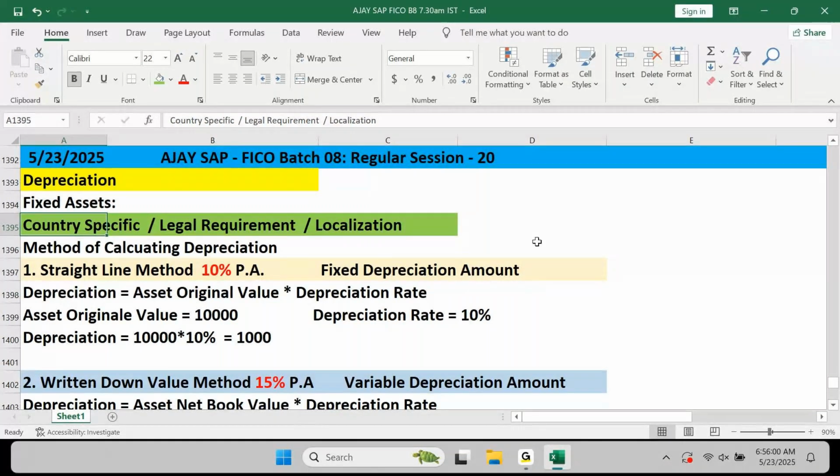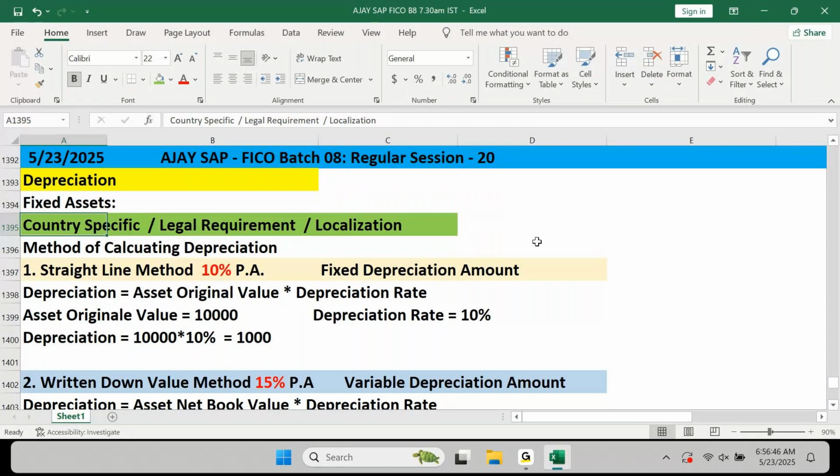And here we've listed a point called country specific legal requirement or localization, meaning this is not your client's choice. Every country will have rules and regulations for fixed assets, am I correct? According to these rules and regulations, every company will follow. According to those rules and regulation guidelines provided by the client, you set up the system. Like GL, AP, AR, you can set up straightforward. Asset accounting, taxation, you cannot set up straightforward.